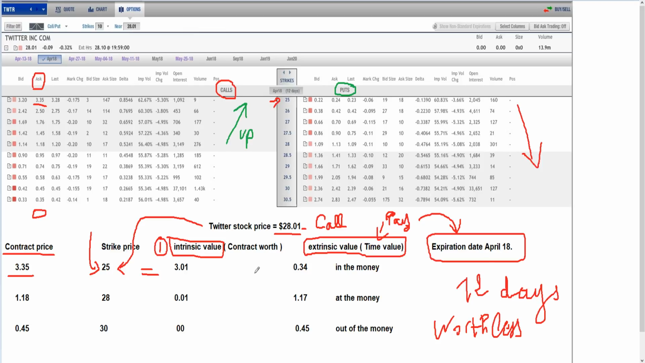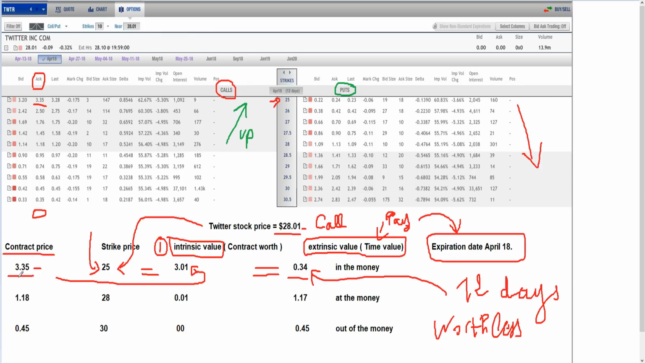Now, in order to stay these 12 days, you should pay 0.34. Now, how do you get this time value? It's very easy. What you should do is contract price minus the intrinsic value equals the extrinsic value.